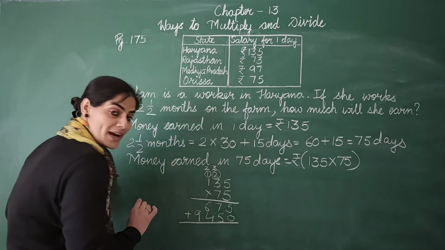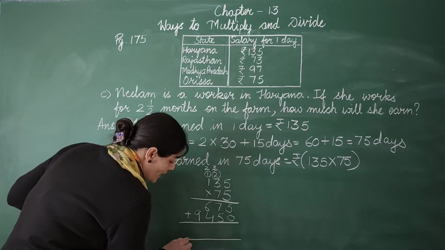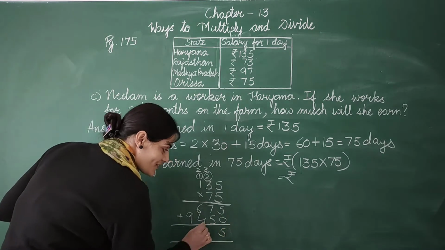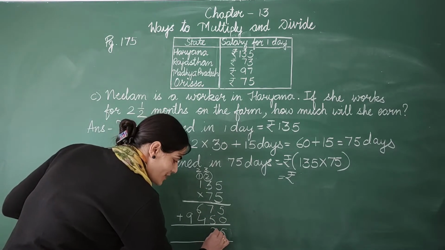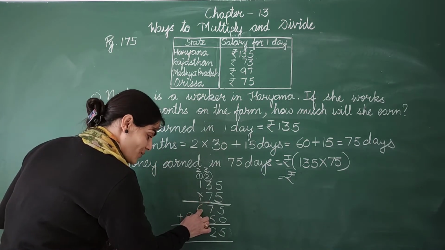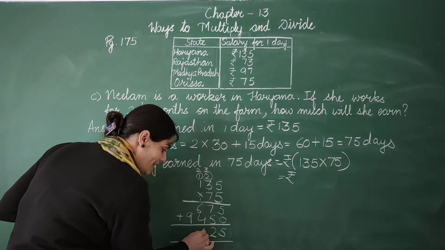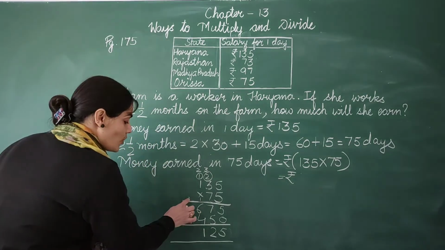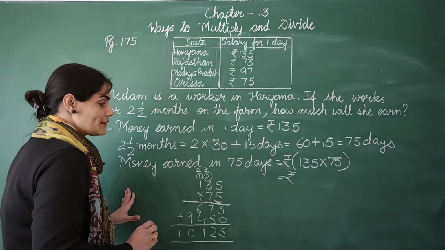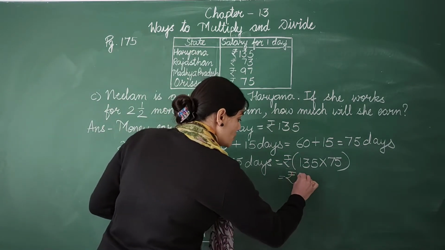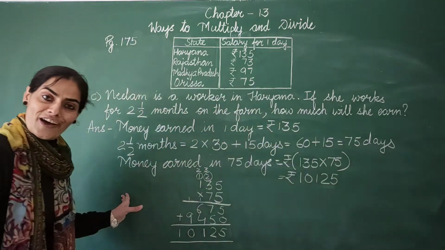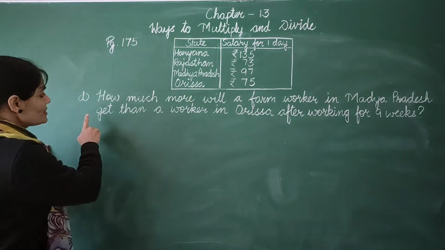Let's add these partial products to get the final product. So students, 5 plus 0 is 5. 7 plus 5 is 12. 2 I write and 1 I carry. 1 plus 6 is 7. 7 plus 4 is 11. 1 I write and 1 I carry. 1 plus 9 is 10. So the money earned by Neelam in 2.5 months is equal to rupees 10,125. Last question, question D.